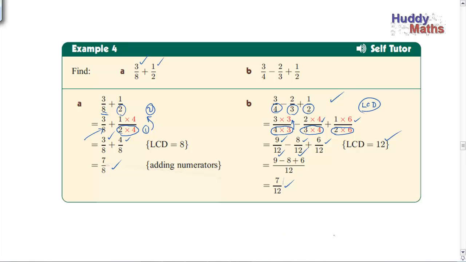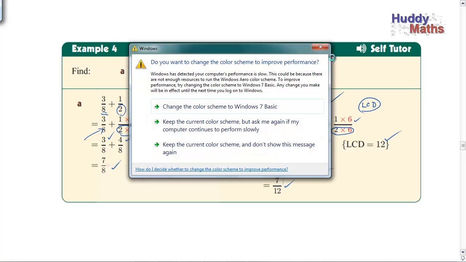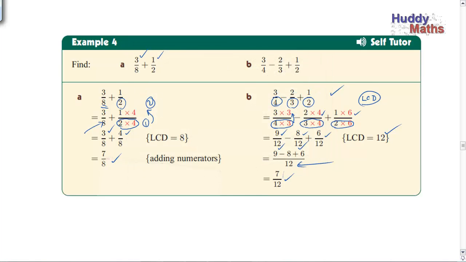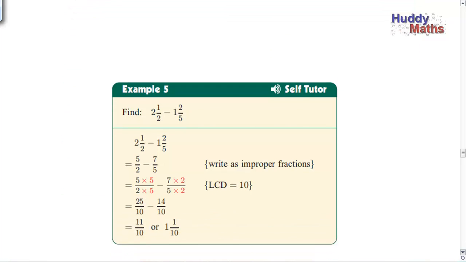Okay, so the idea is that you're looking for something in common so that you can work out in the long run how many of those you've got. You've added some and taken some, how many have you got left? How much of that pizza's left? Okay, that shouldn't come up. All right, let's go on now and have a look at another example.